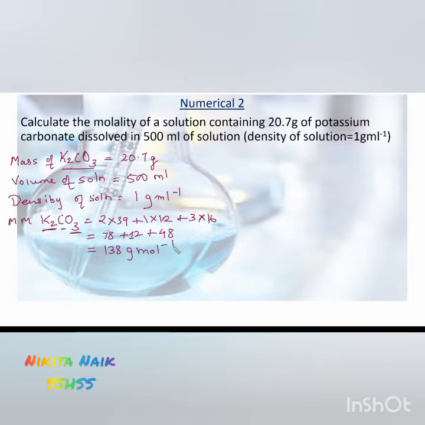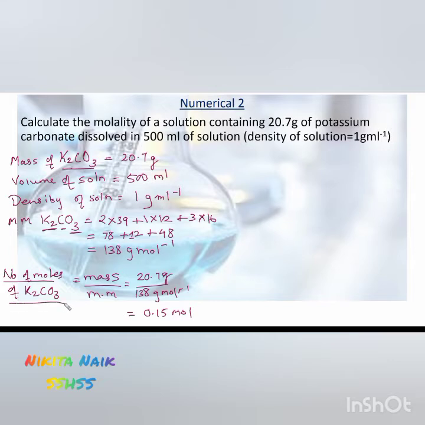We are having mass of K2CO3, hence we can calculate number of moles of K2CO3, which will be equal to mass of K2CO3 divided by molar mass of K2CO3, which will be equal to 20.7 gram upon 138 gram per mole, and we are getting the answer as 0.15 mole. So number of moles of K2CO3 is 0.15 mole.